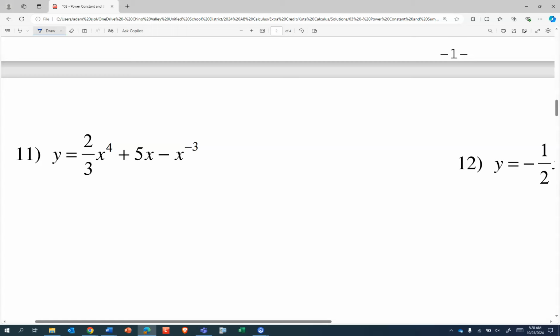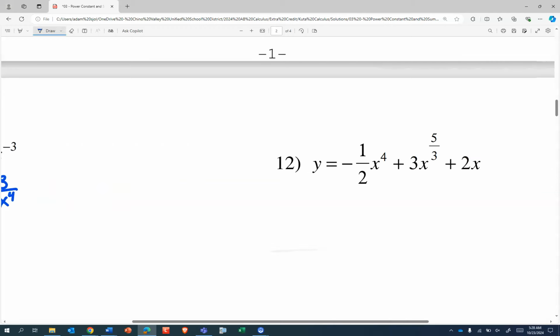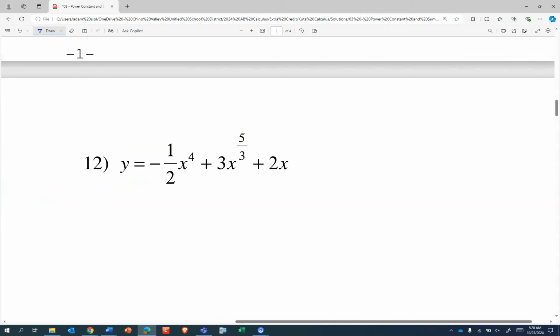Alright. Ooh, this should be relatively straightforward. The derivative of 2/3 x to the 4th is 8/3 x cubed. The derivative of 5x is 5. And the derivative of negative x to the negative 3 is going to be positive 3x to the negative 4. So we might as well rewrite that 3 over x to the 4th. Alright, pretty straight power rule stuff here.